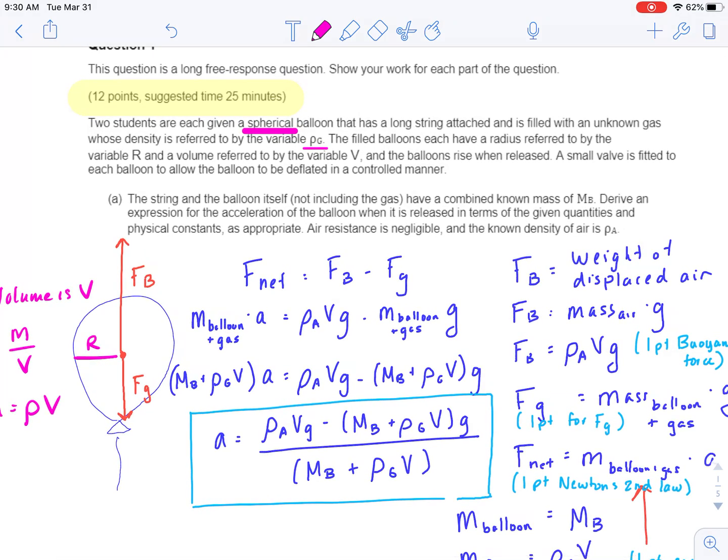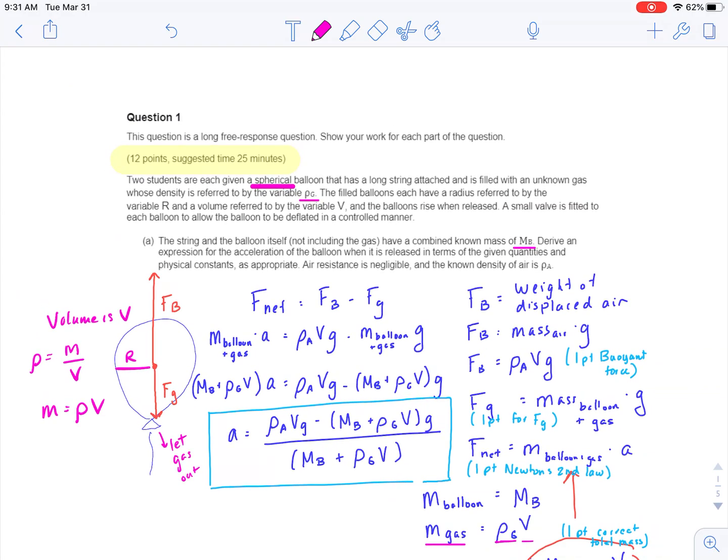Okay, a small valve is fitted to each balloon to allow the balloon to be deflated in a controlled manner. So we are able to let gas out in a controlled manner. Okay, the string and the balloon itself, not including the gas, have a combined known mass of mb. Okay, mass of balloon and string.